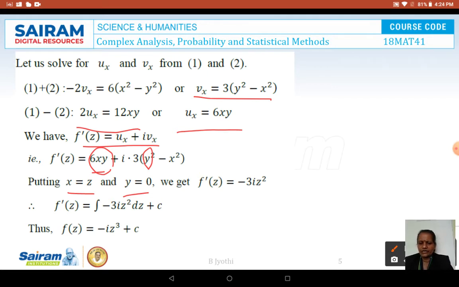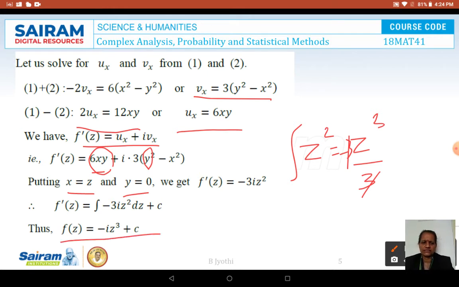Now integrate this. We get minus i z cube because the integral of z square is nothing but z cube divided by 3. Already minus 3 is there. So this 3 and this 3 cancels. We get minus z cube. i is already a constant. Therefore, minus i z cube plus constant. This is what we are getting.